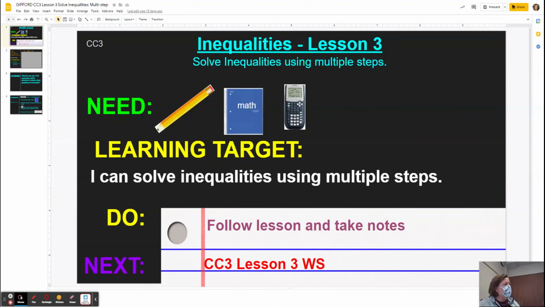So lesson 3. By the end of today, you should feel pretty good about it. Remember the key that we've talked about, really the only difference with inequalities is that when we multiply or divide by a negative, we need to make sure that we flip that inequality symbol around, right?